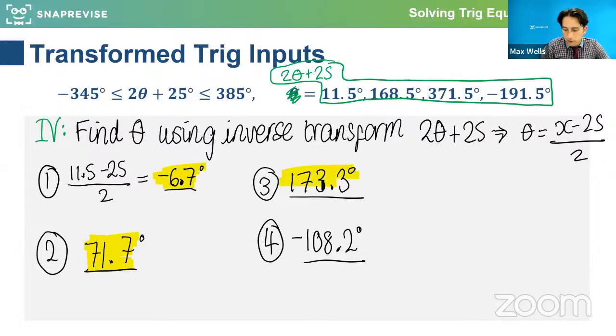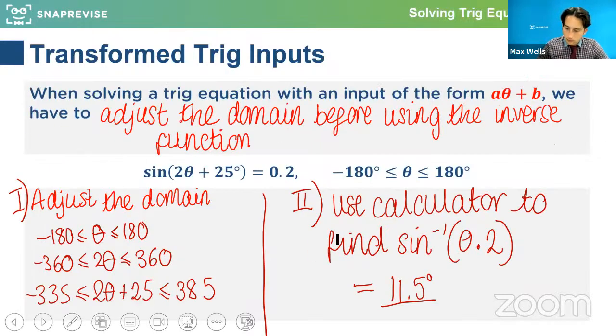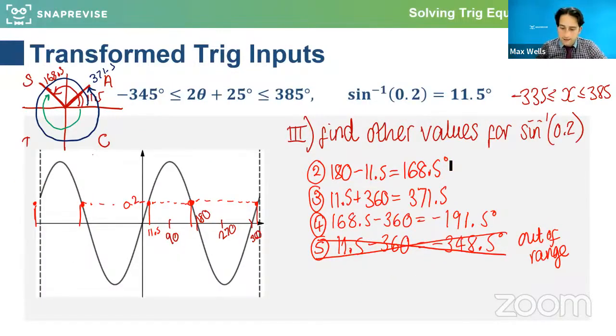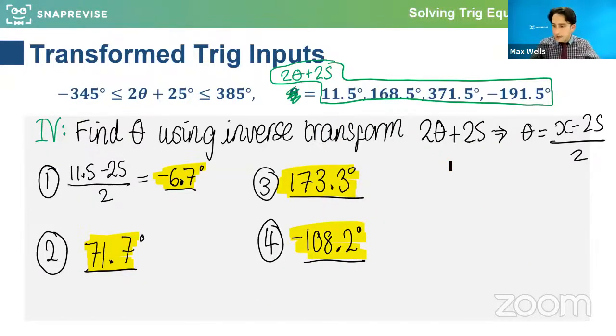Remember the original domain for theta was between minus 180 and 180. So for theta to be between minus 180 and 180, 2 theta plus 25 needed to be between minus 345 and 385. So we had to find them all and then adjust it. Let's just check, does that make sense?